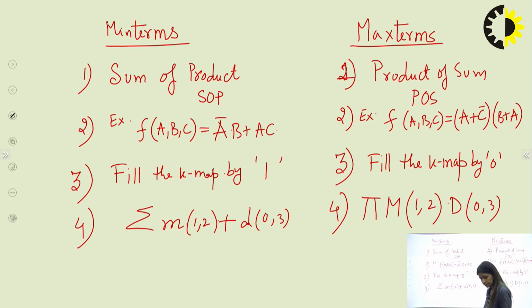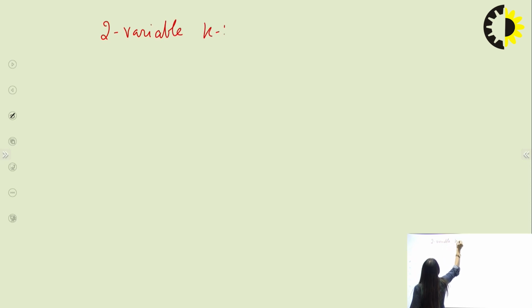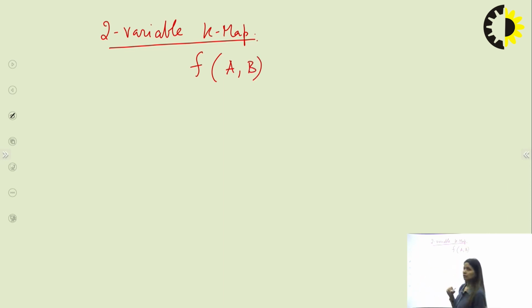Now next is the K-map rules. First of all, I will start with the 2 variable K-map, then we will proceed to the 3 variables, then 4 variables, and similarly we can make the 5 variable and 6 variable K-map. Up to this point, this video lecture is constrained up to the 4 variable K-map solving methods. So first of all, I will start with the 2 variable K-map. The function is defined in 2 variables only, A and B I am taking. So there should be no confusion, only 2 variables.